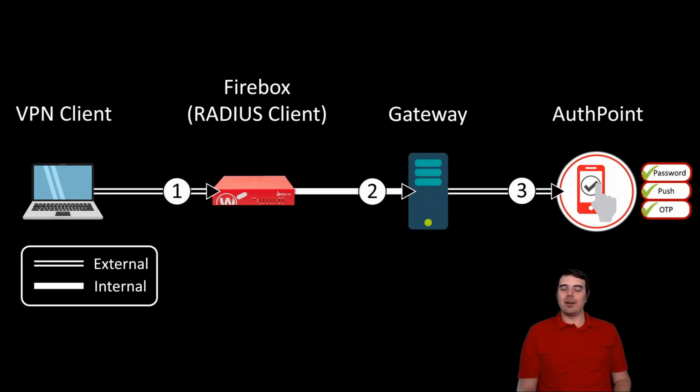Now let us look at a diagram showing the authentication flow using Radius. First, the VPN client will reach out to the Firebox in step 1. Then in step 2, the Firebox as our Radius client will send a Radius packet to the AuthPoint gateway. Finally, in step 3, the gateway will send the information to AuthPoint to validate everything. This diagram also shows the 3 areas that we will need to configure in order to complete the integration: the Firebox, the gateway computer, and the AuthPoint settings in WatchGuard Cloud. So let's get started by configuring AuthPoint.